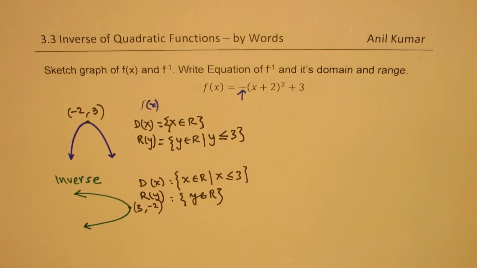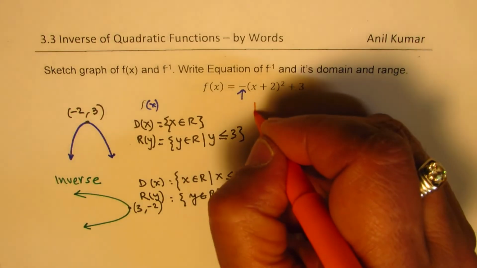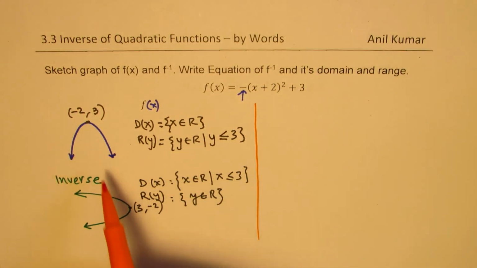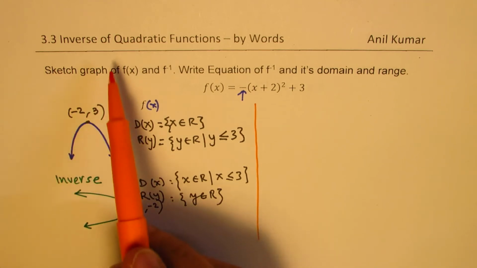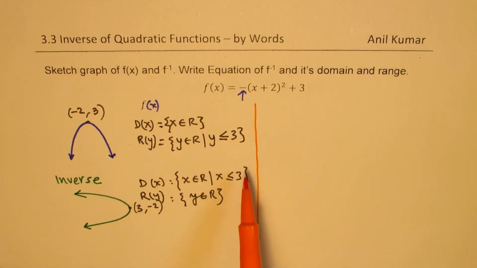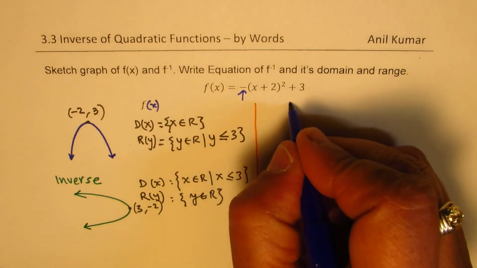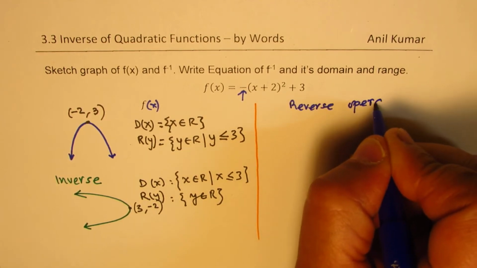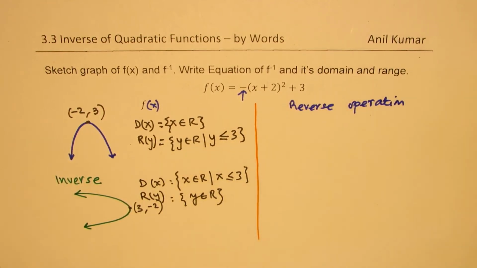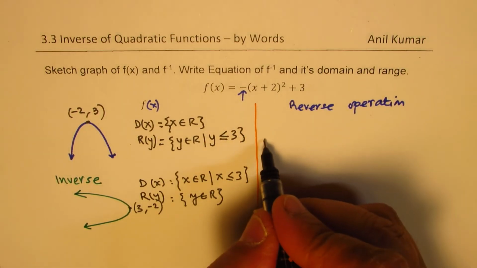So the first part is easy. Whenever the parabola opens down, the inverse opens on the left side. If the parabola is opening upwards, the inverse will open on the right side. Okay. Now let's look into the reverse operation. Can you help me write down? Let's straight away write down the reverse operation.